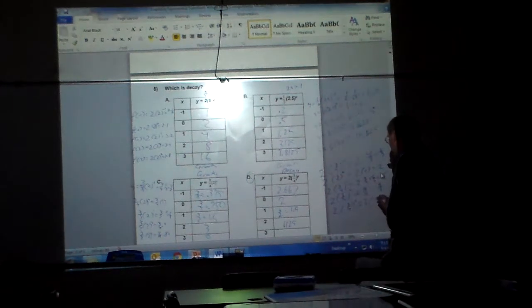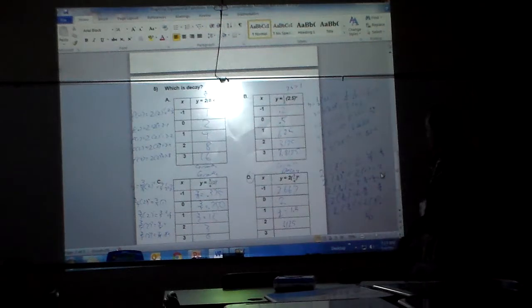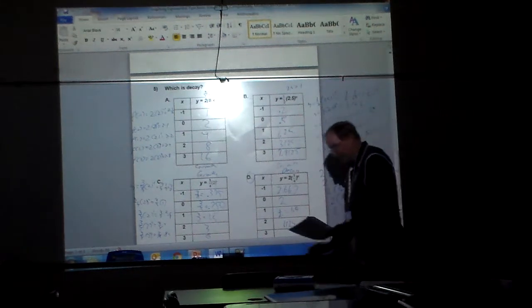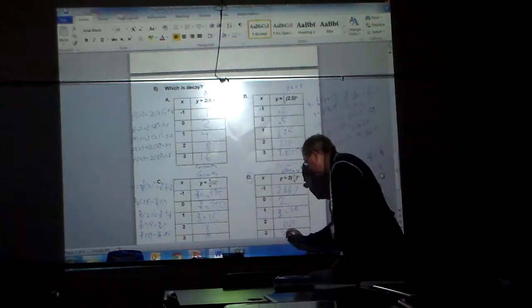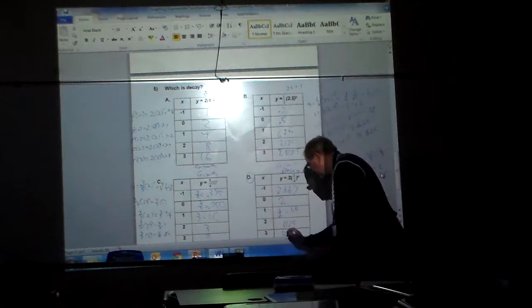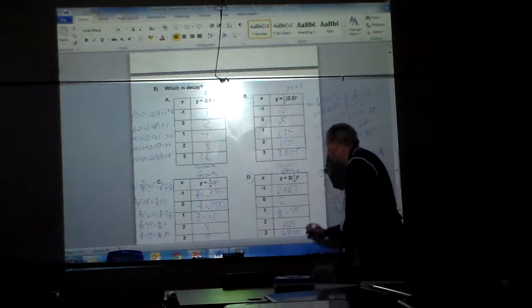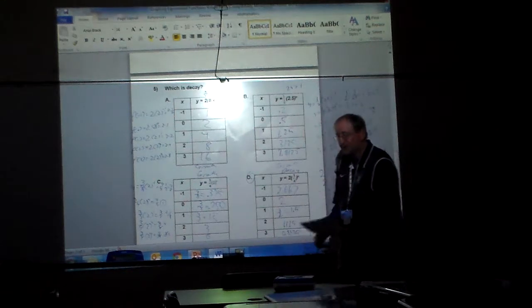And then the other one will be 2 times 3/4 to the third, which will be the same thing as 2 times 27/64, which is the same thing as 27/32. Just divide 64 by 2 to get 32. And that one I'm going to get a calculator out and divide and get 0.84375. And notice each one of these is getting smaller. This one is my decay.